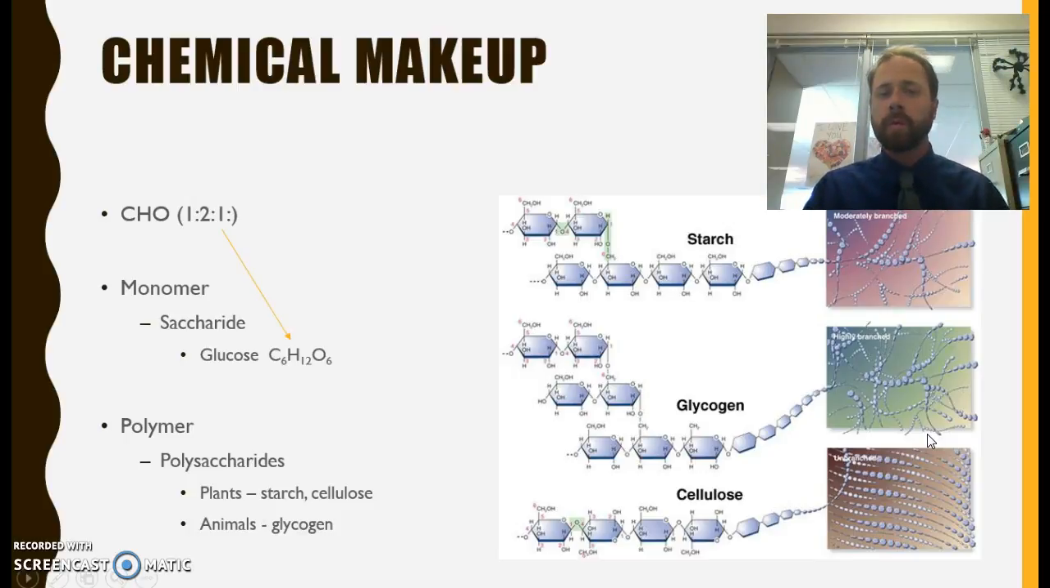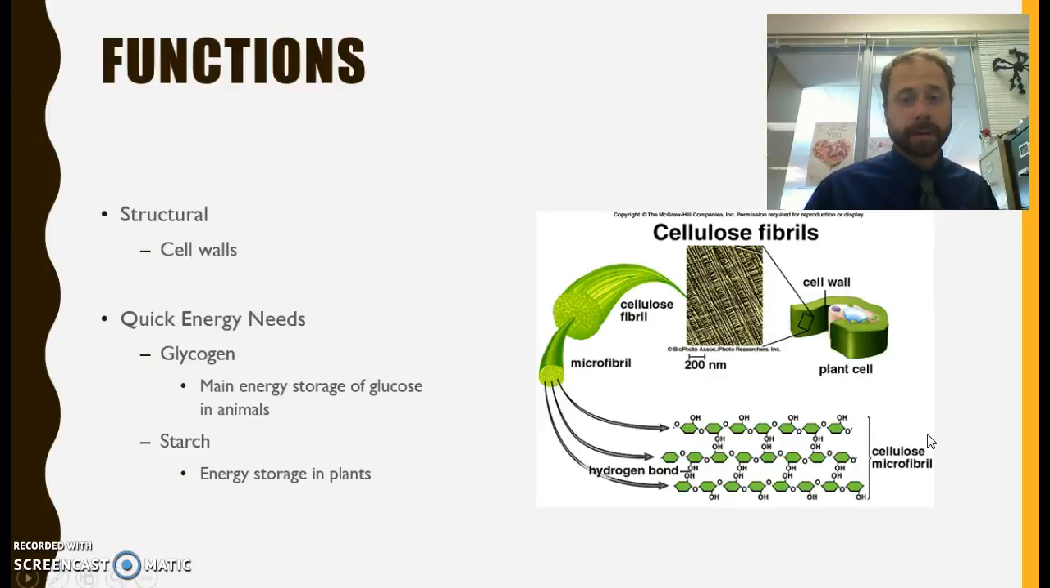Now, we use these saccharides in a variety of ways in both plants and animals. In plants, we're going to see them in starches and cellulose. The cellulose makes up the cell wall, and the starch is the energy storage for plants. And then glycogen is the energy storage for animals, which we're going to see in the next slide.